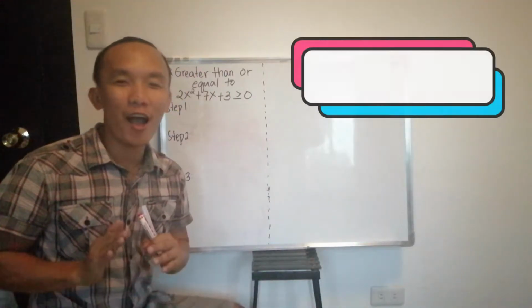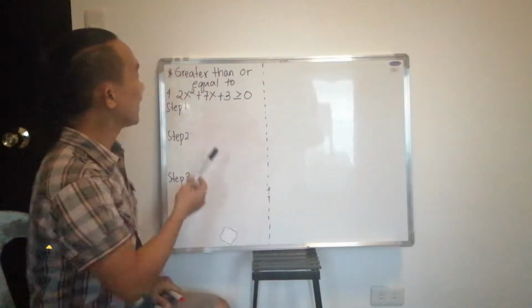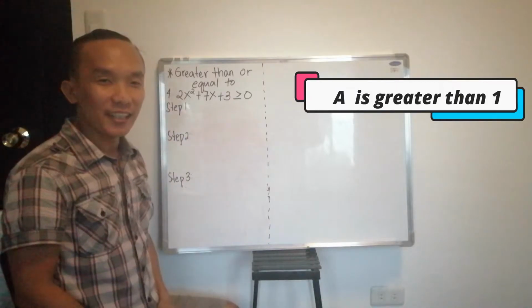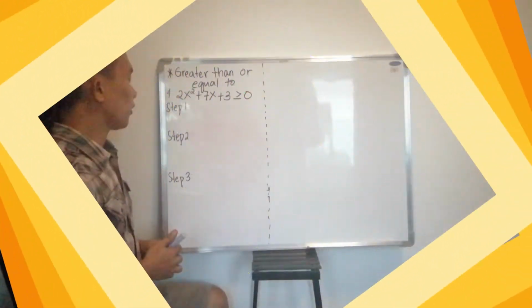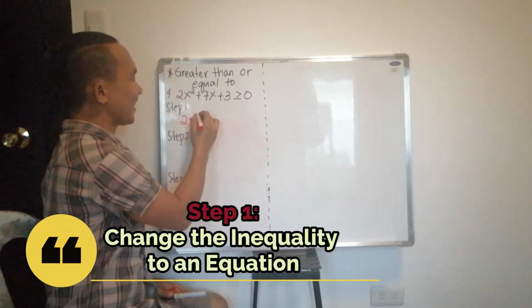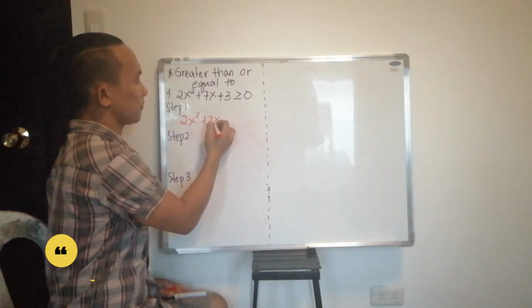Let us now have our fourth example. Greater than or equal to, and our A is greater than 1. So, first again, change it into a quadratic equation.